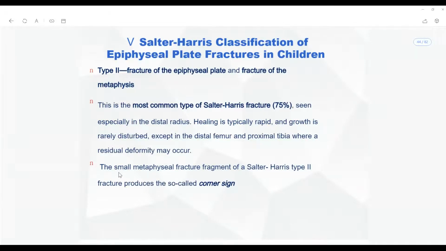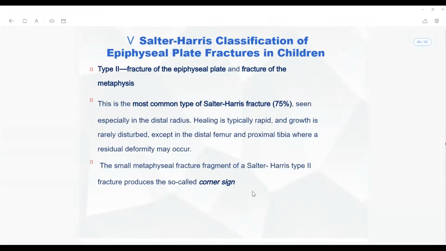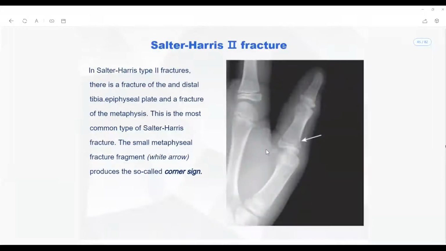What happens is that the small metaphyseal fracture fragment produces what is called the corner sign. So the maximum part of the epiphyseal plate is involved, and only a little part of the epiphyseal plate along with the metaphysis is turned down. Only a little part of the epiphysis is secured. Let us try to understand this one here.